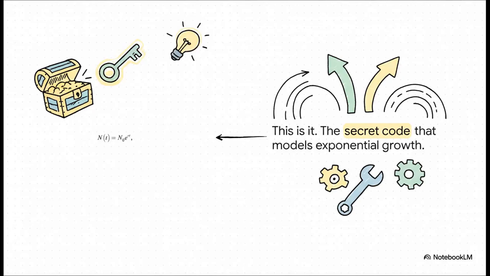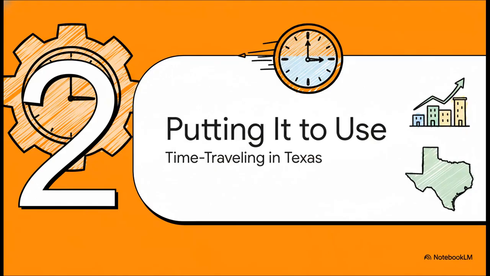And boom, there it is, the whole cheat code all in one line. You've got your N naught, your R, and your T. That's it. Your final amount is just your starting amount times e, which is just a special math number, kind of like pi, that pops up all over in nature, raised to the power of your rate times your time. See? Once you actually know what the pieces are, the formula isn't so scary, is it? It's just a tool. Okay, enough with the theory. Let's actually put this thing to use.